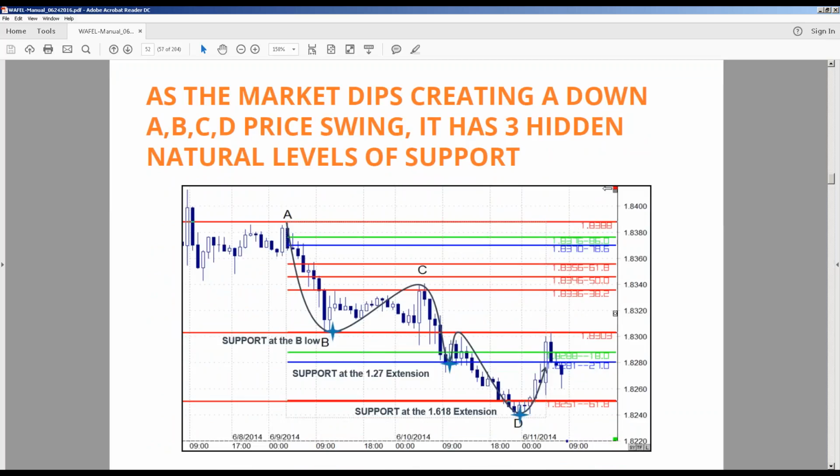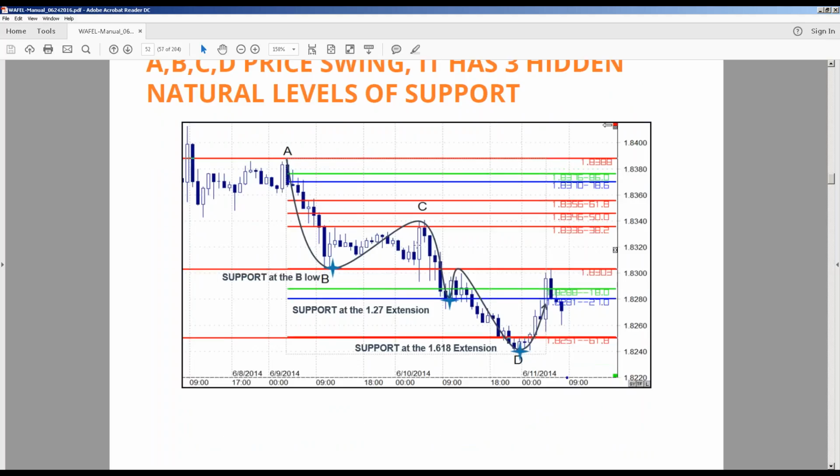There we go. As the market dips, creating a down ABCD price swing, it has 3 different hidden natural levels of support. Look at this. Down AB, the market only retraced to the 382, then came down, bounced against the 127 extension, and then after that moved to the D extension. Okay, so first support at the B low, then support at the 127 extension, and then support at the 1.618.